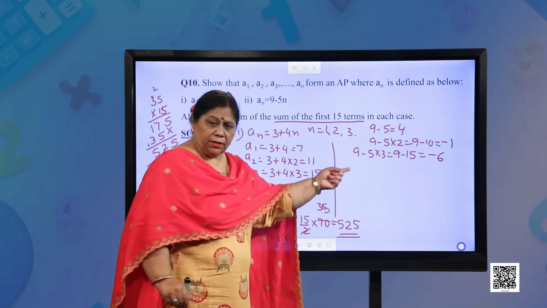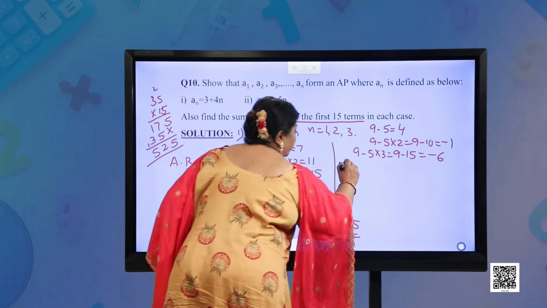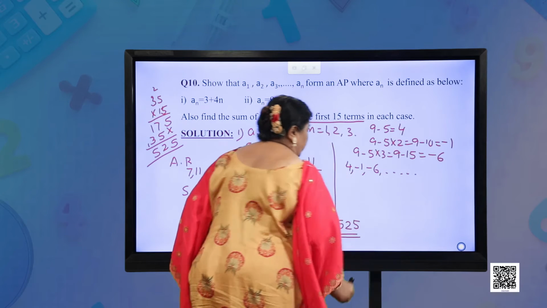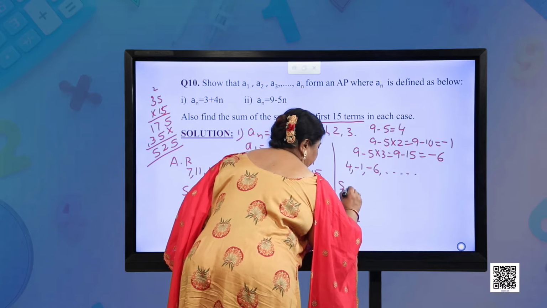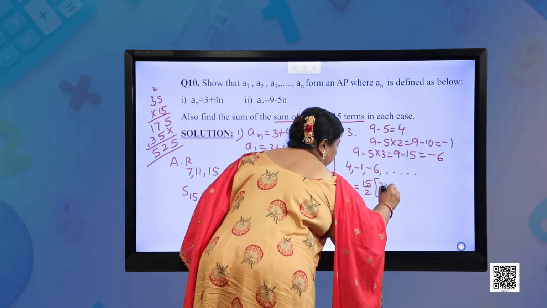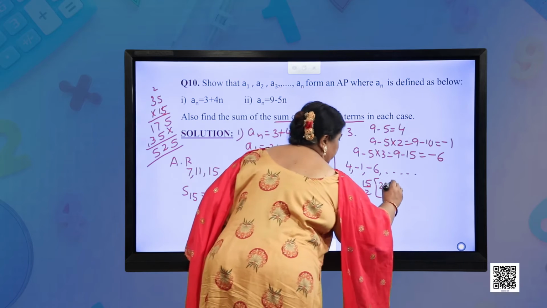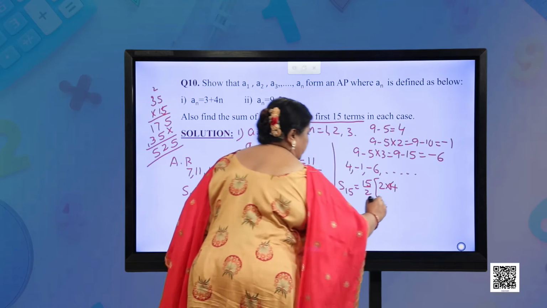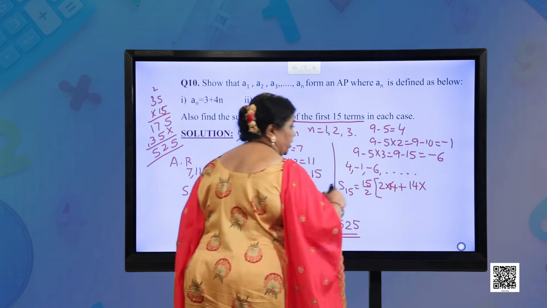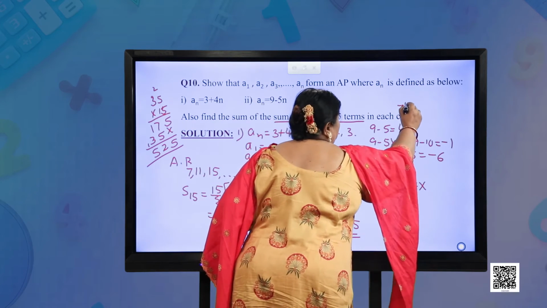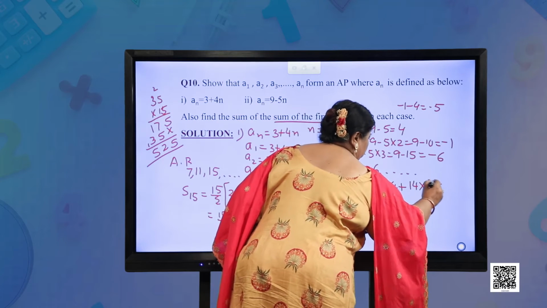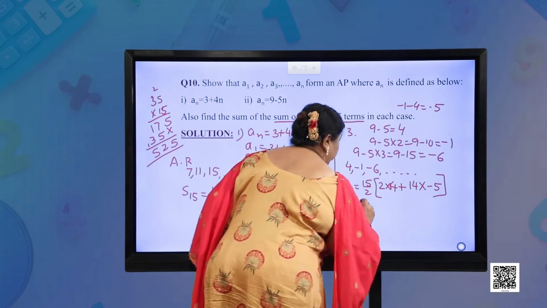So, what are the terms of the AP? They are 4, minus 1, minus 6 and so on. I need to find S15. So, 15 upon 2 into 2A. What is the first term? Yes, it is 4, plus 15 minus 1, so 14 into D. What is D? Minus 1 minus 4, it is minus 5. So, I will multiply by minus 5.